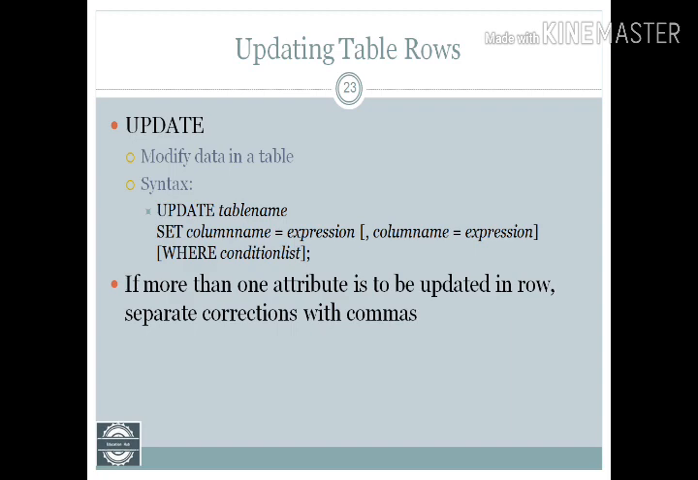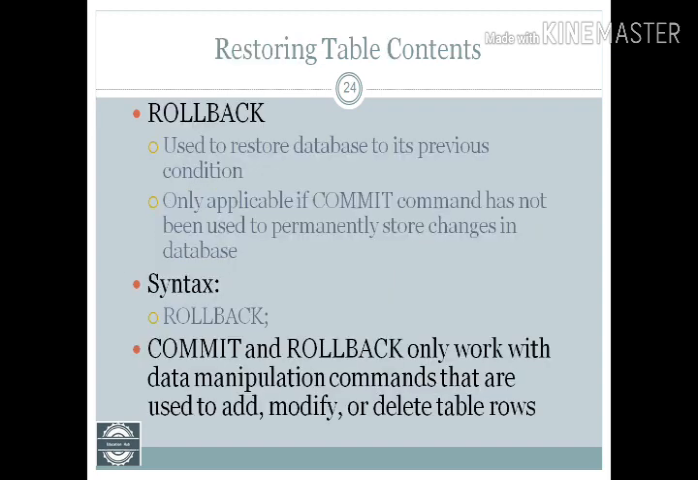Now for update purpose: update table name, set column name equal to expression, within brackets here, not parentheses, the column name equal to expression where column list. That means in the column list we are giving the condition, set the column name where the value updation is necessary. Now the expression is what updated values you have to give.